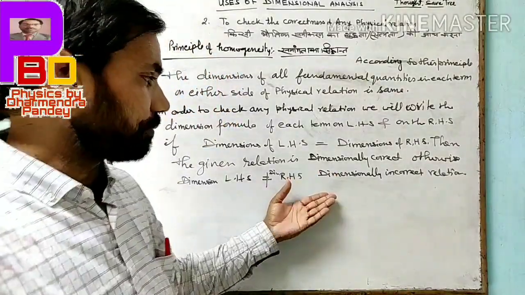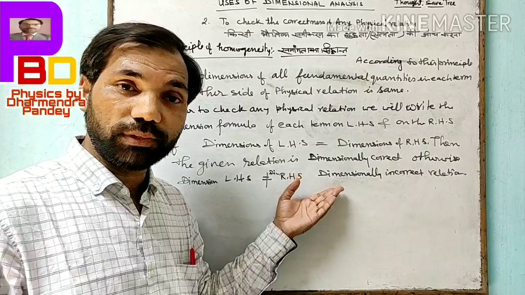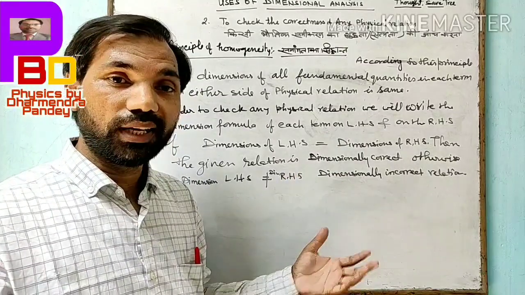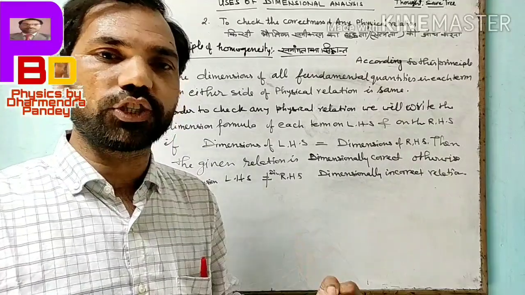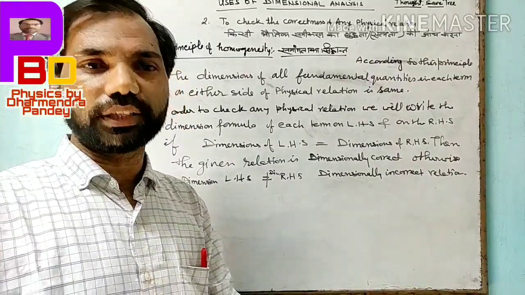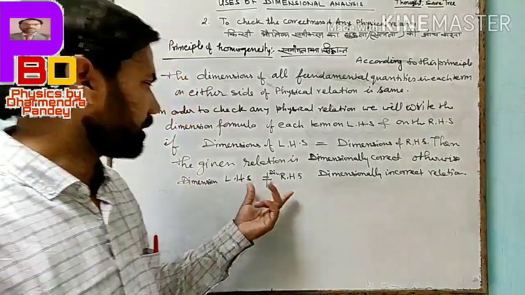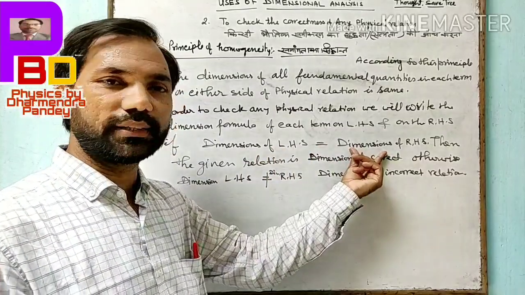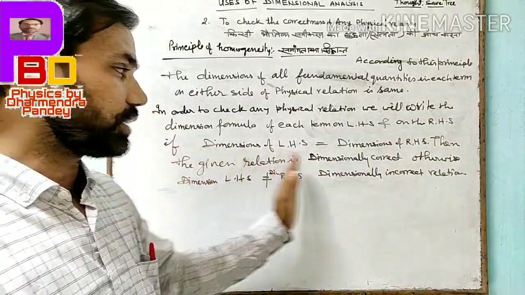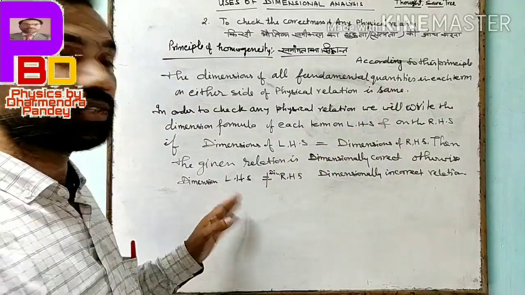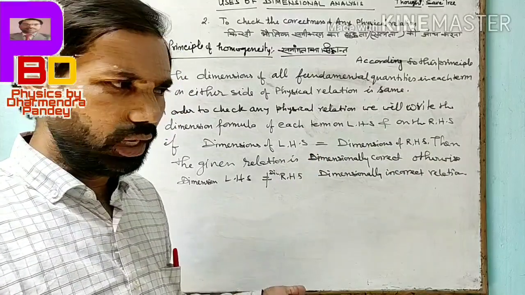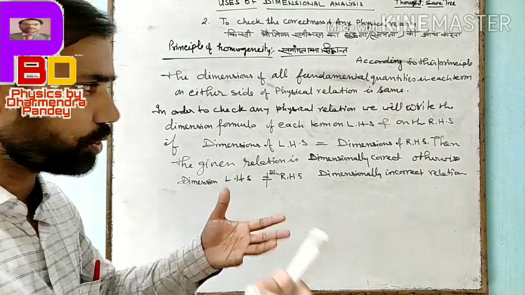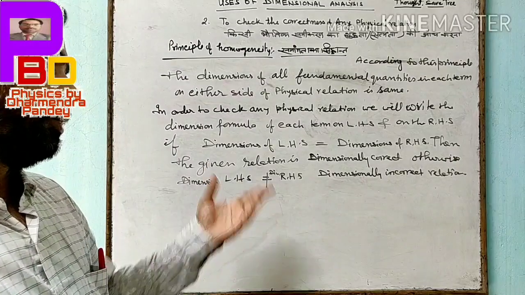So that's the keynote of this application. We have been given a certain physical relation. We want to check whether it is dimensionally correct or not. For that, we must calculate the dimensional formula of each term on either side of the physical relation, and if we find that the dimension of the left hand side is equal to the dimension of the right hand side, then the physical relation is said to be dimensionally correct, otherwise incorrect. That's very simple, and you will understand it with a suitable example.